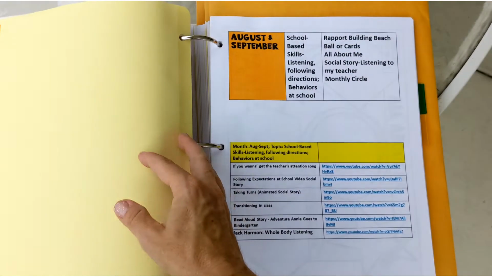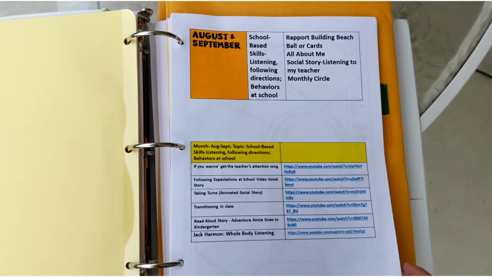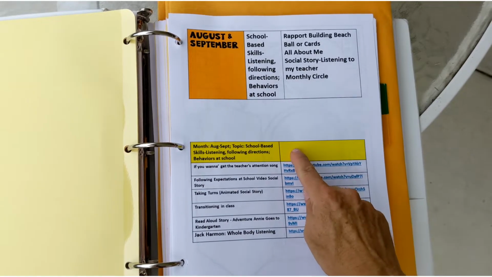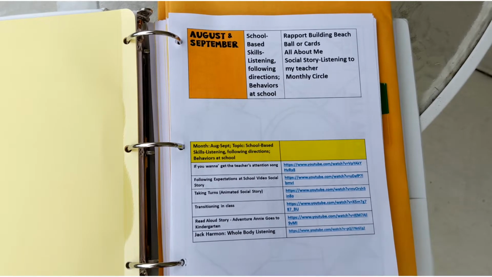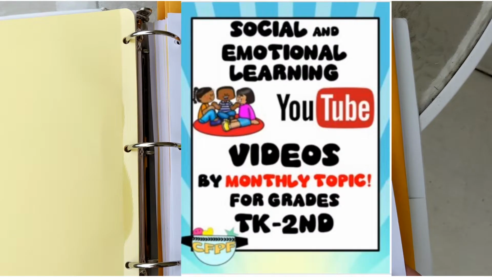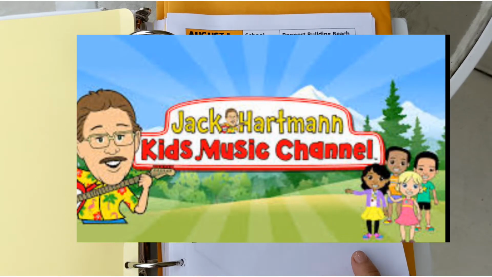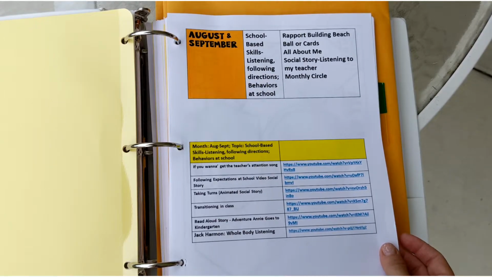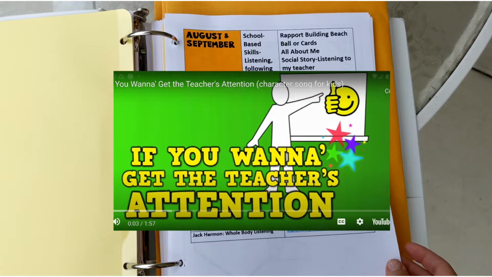For my book, I made it tabbed. Everything's nicely organized. I'm so excited. I got access to a color printer, so it looks really nice. These are the video links right here. You will need to use the PDF version of this book in order to click directly on the link and bring up the videos. There are about 6 to 8 videos. For this month, it includes a Jack Hartmann video, a video called Transitioning in Class, a video called Taking Turns, and a song if you want to get the teacher's attention. It's very cute.